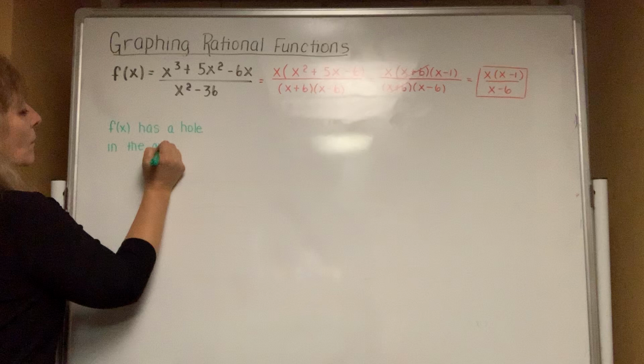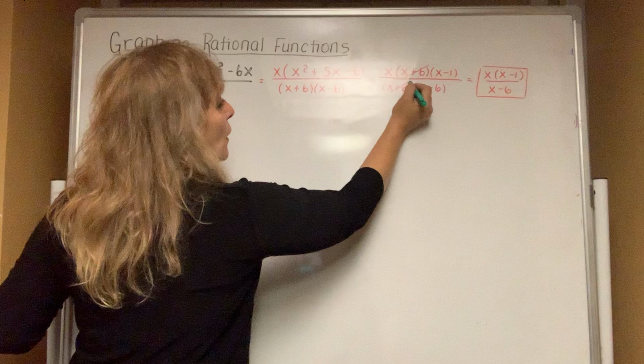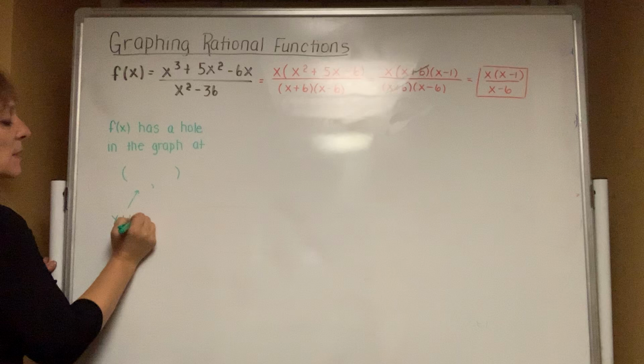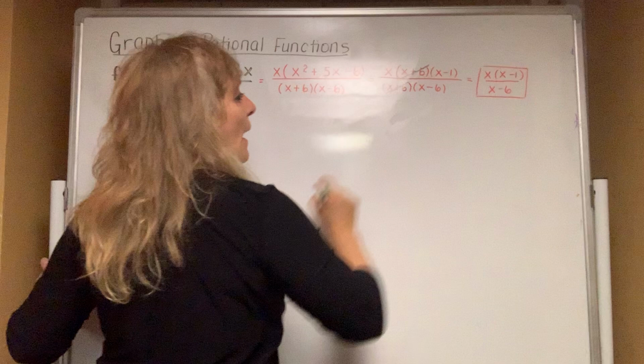At, and I'm going to give the coordinates of the hole. And once again, to get the x coordinate of the hole, you go to the factor that you canceled out. You set that factor equal to 0 and you solve it. And that's how you get your negative 6. But to figure out the y coordinate of the hole, you plug in negative 6 for all the x's that show up in the reduced version.